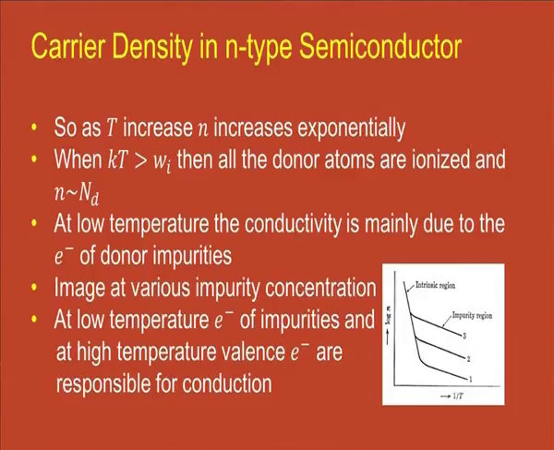Here we have shown in this particular image the variation of the number of charge carriers with respect to temperature. As you can see, as we increase the temperature, the number of charge carriers is increasing exponentially, and the three curves that are shown in the graph are at three different impurity concentrations.